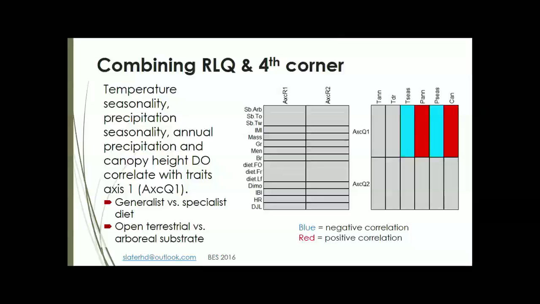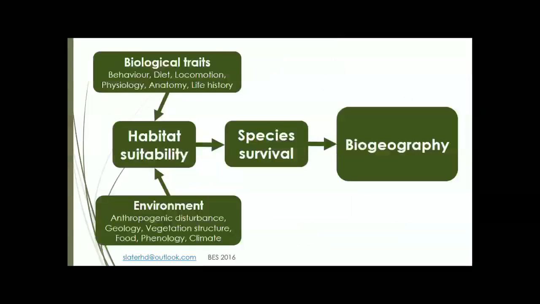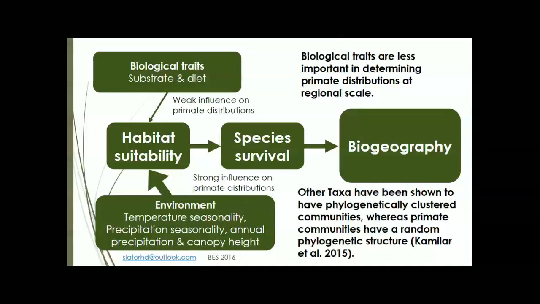So it's suggesting that environment is playing a role in the types of traits that you would get in a given habitat. So if we go back to the beginning of what I was saying about how we think biological traits and environment will interact with each other to determine species survival, what we're seeing is that biological traits seem to be less important, at least at a regional scale, like we've done here, but environment is coming up as being a little bit more important. But there's very little evidence here that environmental trait filtering is important for primate communities.